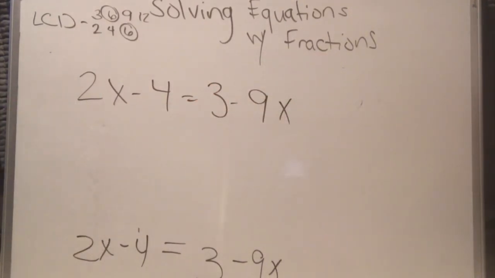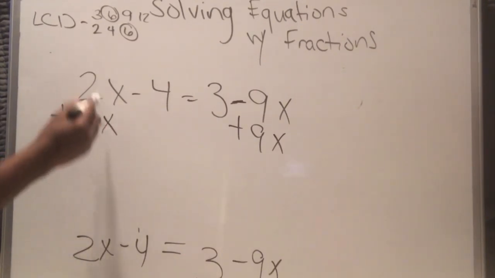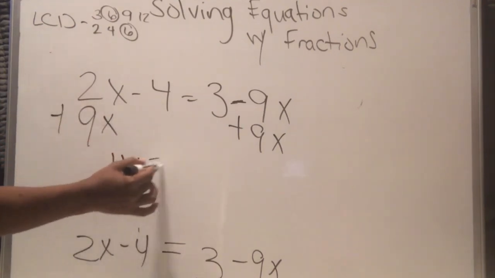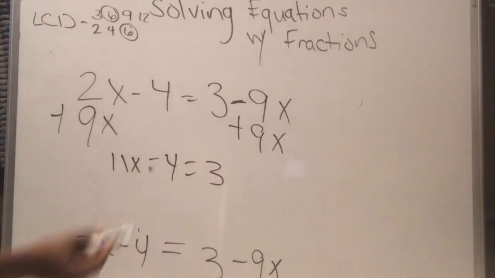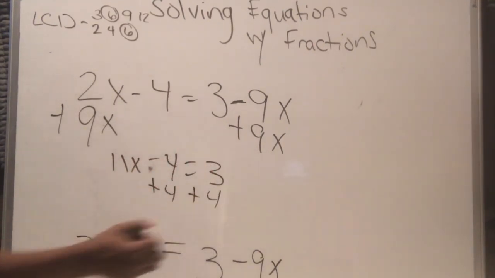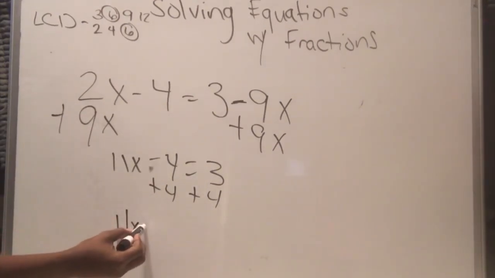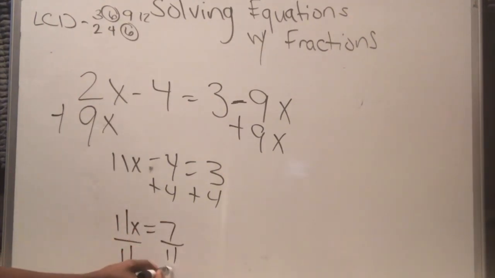So we pick a side that we want all our x's to be on, and then we pick another side where we want our number to be on. I don't like dealing with negative numbers, so I'm going to bring my 9x over to this side. So whatever I do to one side, 2x plus 9x is 11x. And we still have minus 4 equals 3. So now I'm going to add 4. We have 11x equals 7, and I'm going to divide because it's always the opposite. x equals 7 over 11.